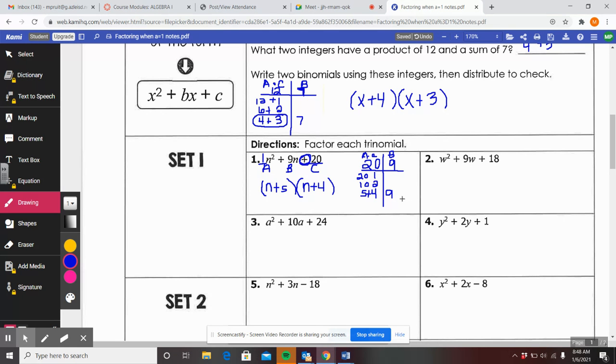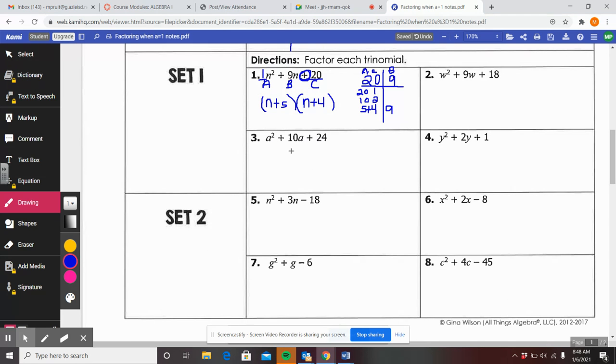And that's factored. Okay, let's try again.